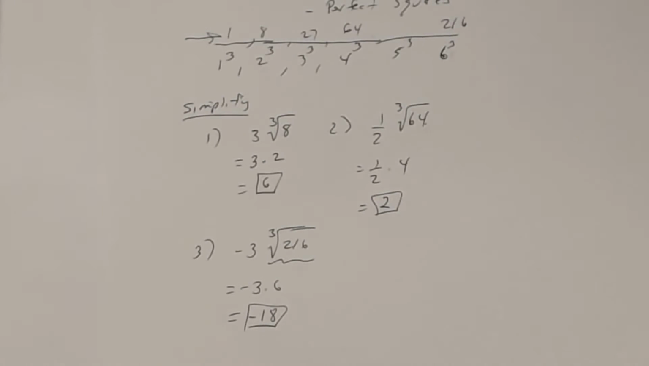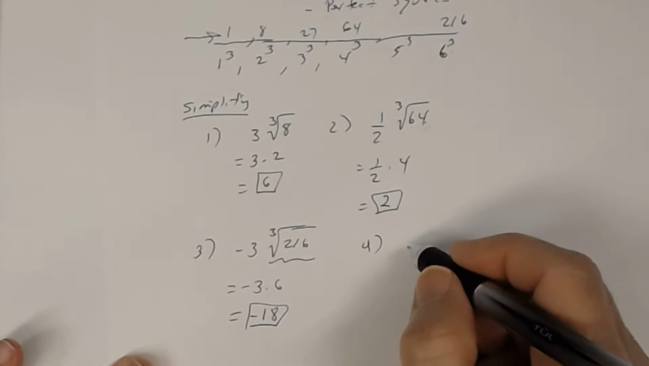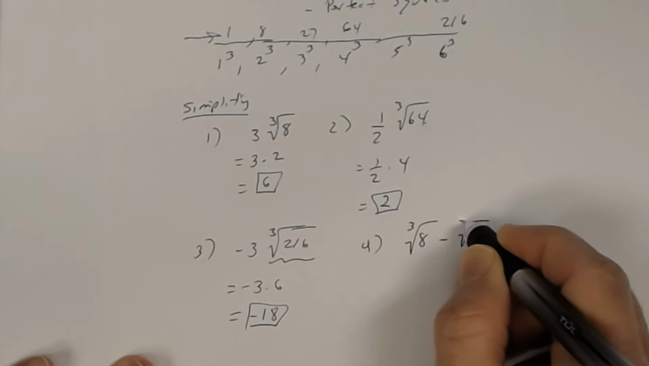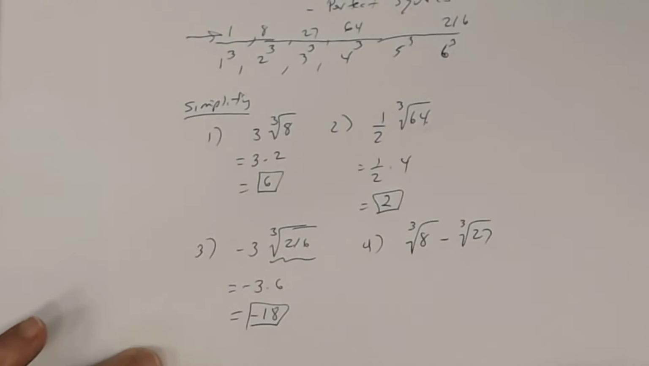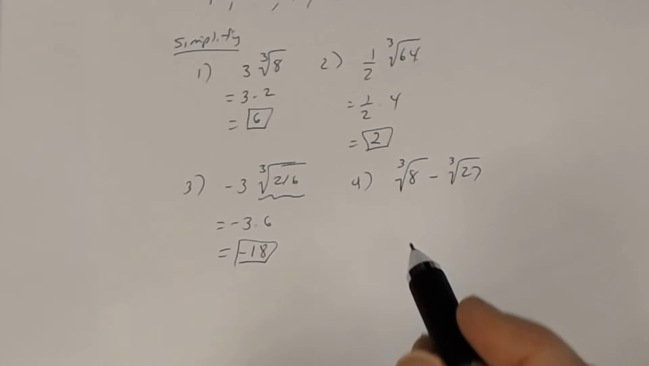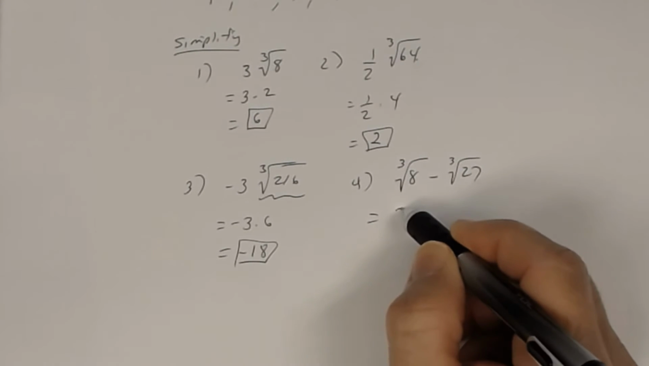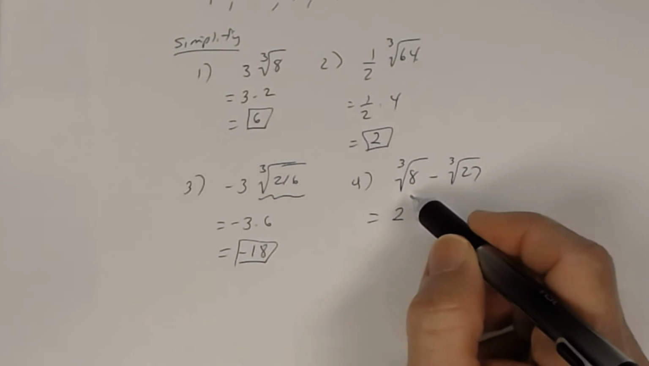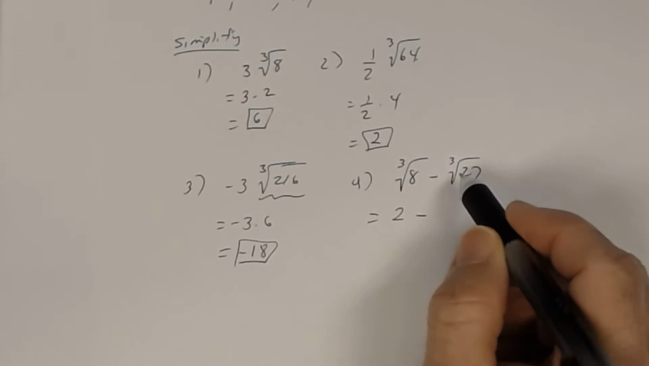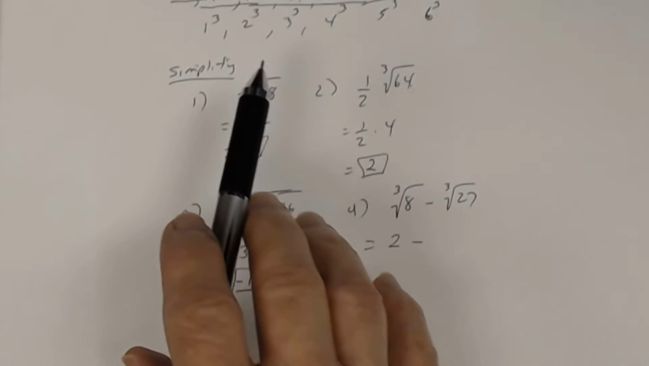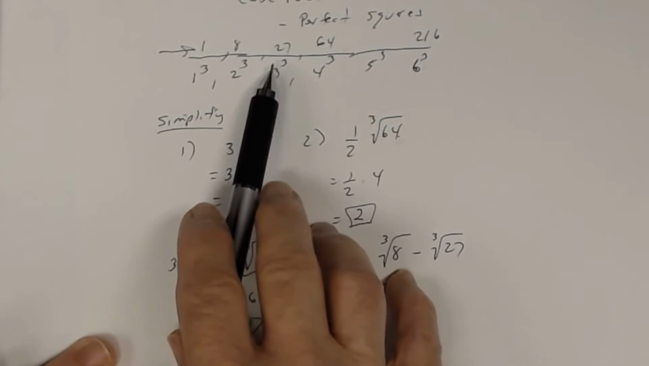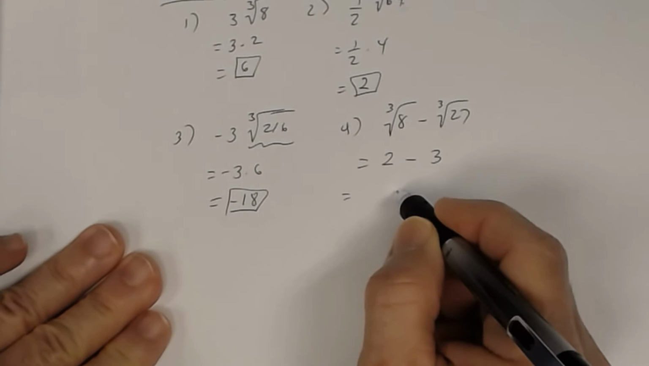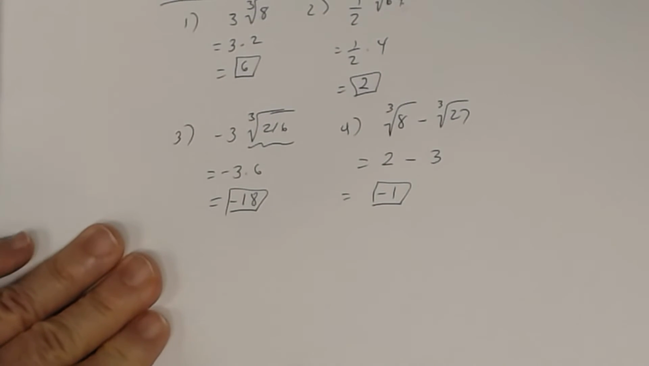Okay? All right, let's look at number 4. Let's suppose we had the cube root of 8 minus the cube root of 27. Well, the cube root of 8 we know is 2, because 2 times itself 3 times, since the index is 3, is 8. And the cube root of 27 we know is 3, because 3 cubed is 27. And so 2 subtract 3 becomes negative 1. So the answer is negative 1.